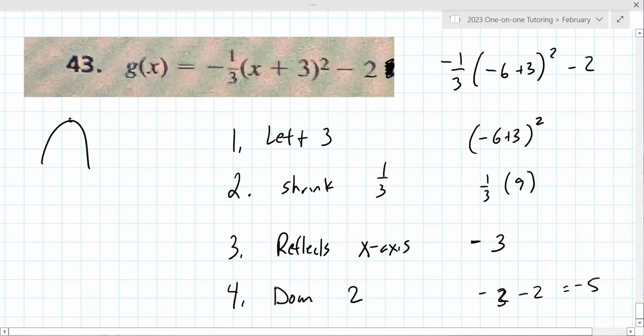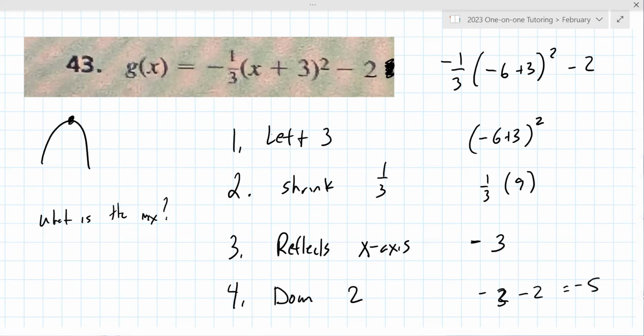Okay, this opens down. What is the max? The max is the vertex, -3, -2. So then y equals -2. Yeah. Okay, good. I heard that you calculated the vertex first. That's great.